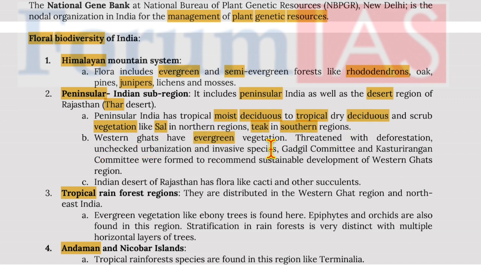Now, Western Ghats have evergreen vegetation, threatened with deforestation, unchecked urbanization, and invasive species. Gadgil Committee and Kasturirangan Committee were formed to recommend sustainable development of the Western Ghat region. Now, the Indian desert of Rajasthan has flora like cacti and other succulents.